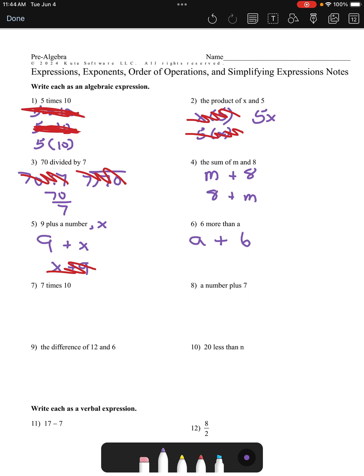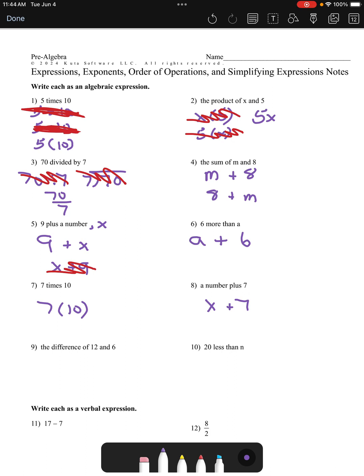Our seventh example, 7 times 10. Again, remembering that we're using parentheses to show multiplication. In number 8, a number plus 7. Again, if we see the phrase a number, that just means pick a letter. And if I'm going to pick a letter, I'm always going to pick x. So a number plus 7 is x plus 7.